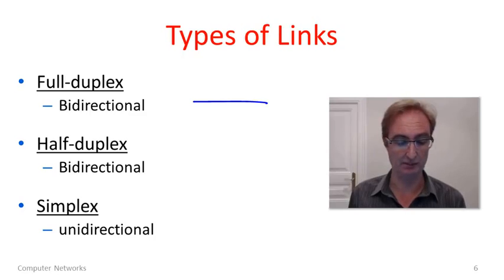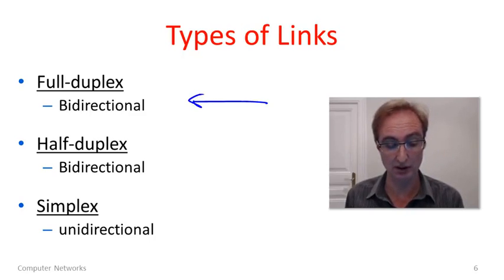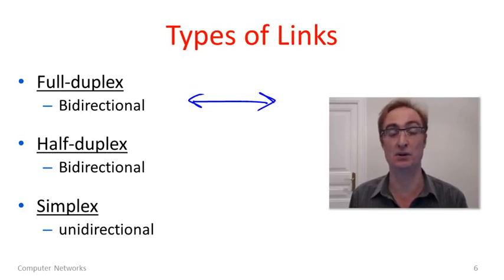Let me just talk briefly. Many of the links we'll look at are what's called full duplex links, meaning they can be used in both directions. They're bidirectional, and they can be used in both directions even at the same time. So you can send a message from left to right and right to left. That's usually what we'll mean when we draw a line here. This is a full duplex link.